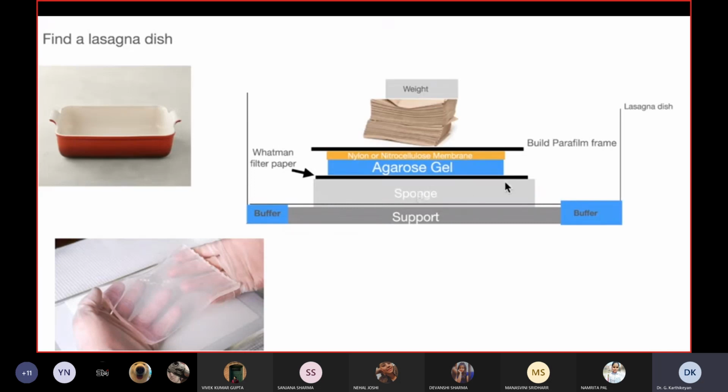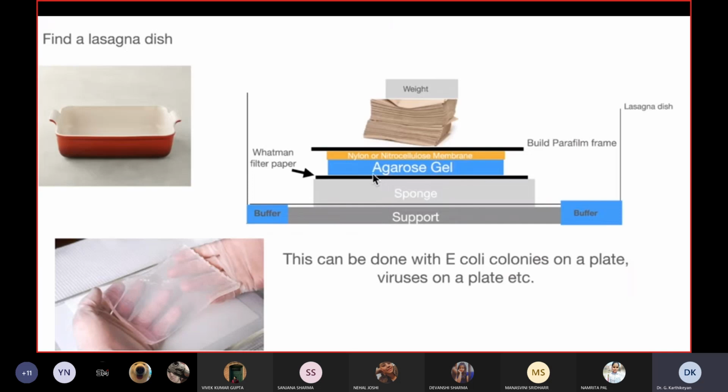And then sponge, you put an actual, just a sponge. And then you have what's called Whatman filter paper. That's the black bar here. It's just a piece of paper. They call it filter paper. And then you've got an agarose gel. That's your gel right here. Here it is. There's your agarose gel. And on top of that, you have your nylon or nitrocellulose membrane sticking right on the gel. And then another piece of Whatman filter paper. And then you build what's called the parafilm frame all around it.